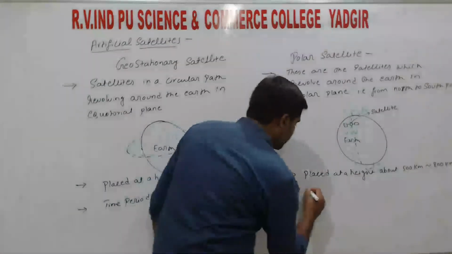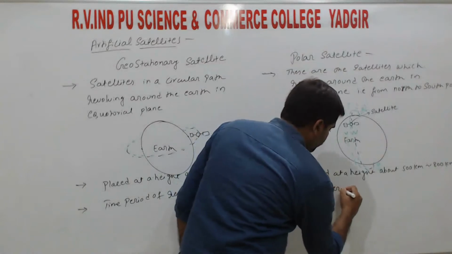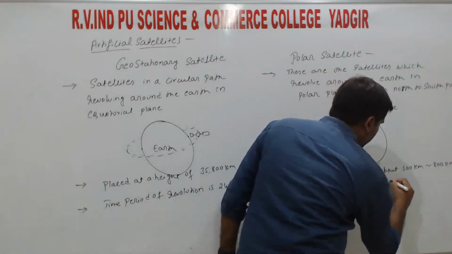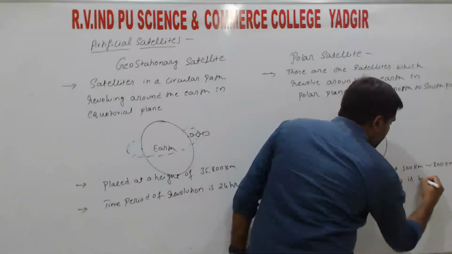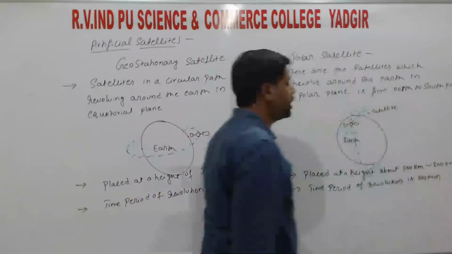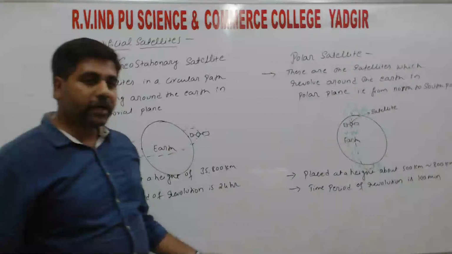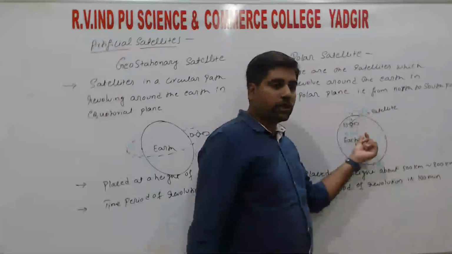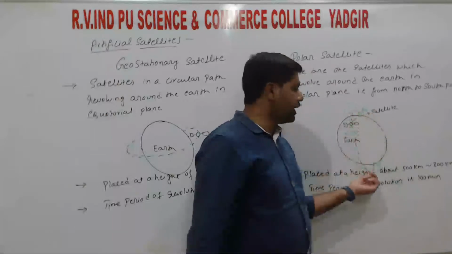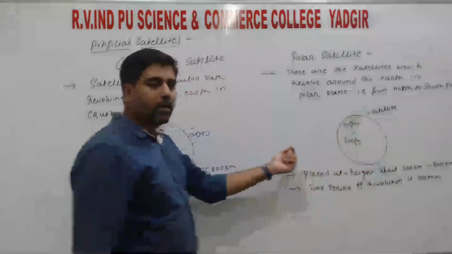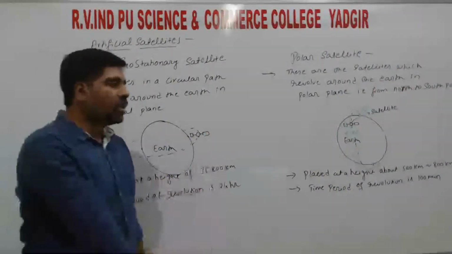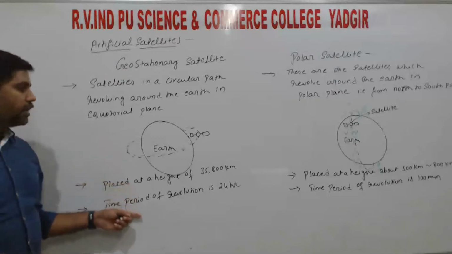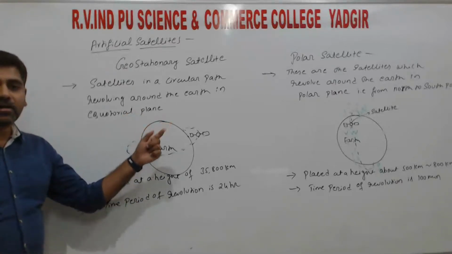So here the time period of revolution is 100 minutes, right? So approximately 1.5 hour. Within 1.5 hour, the satellite will cover one revolution around the earth, right? So it completes one revolution around the earth in 1.5 hour, which is approximately 100 minutes. These are the main differences between the geostationary satellites and polar satellites.